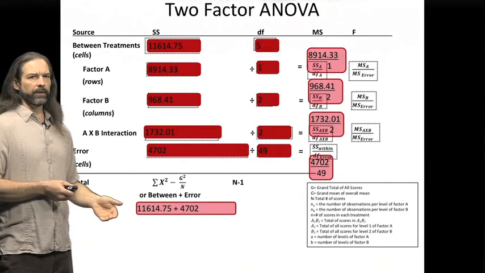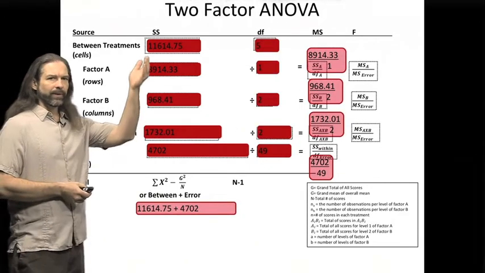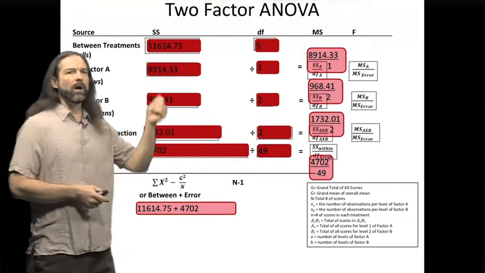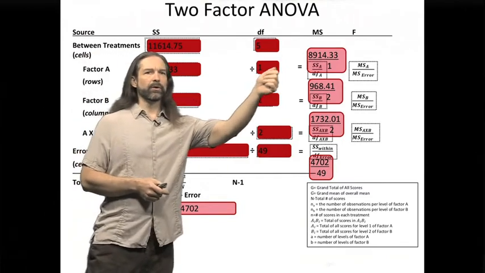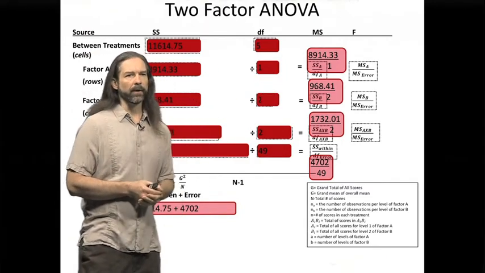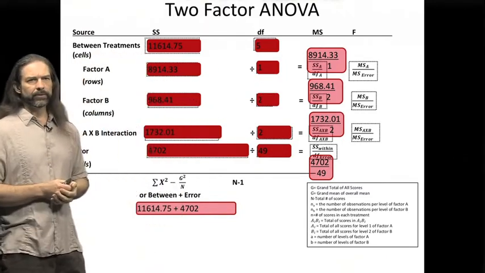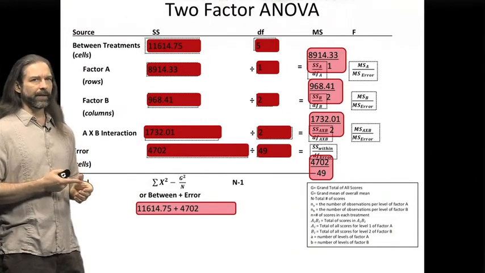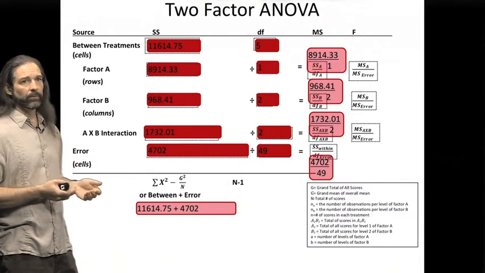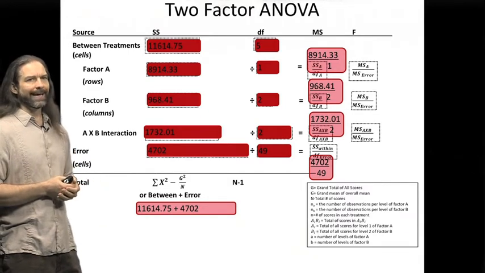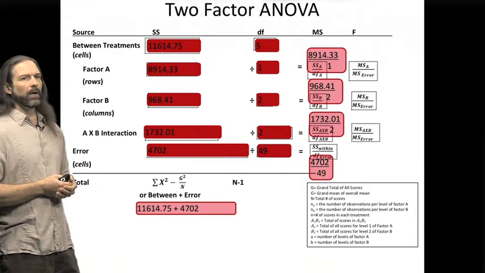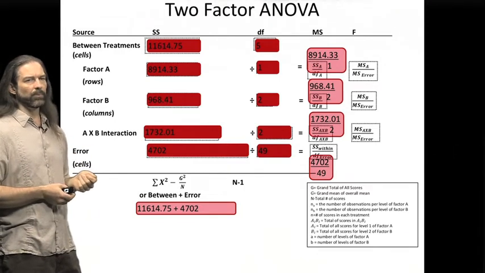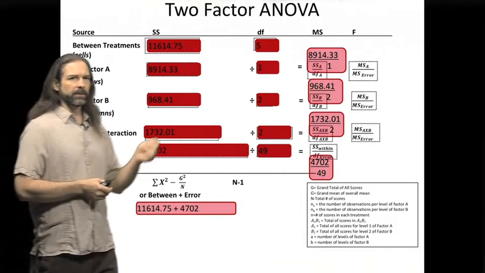But moving forward, here we're just adding those together. Once we have our degrees of freedom calculated, just like before, all we're going to do is divide across to get our mean square. We do not need it for between treatments, but we do need it for all of the rest. We need factor A, factor B, the interaction, and then the error term, because that is going to be our denominator. As with all the other ANOVA tables, our denominator is always this bottom term down here.